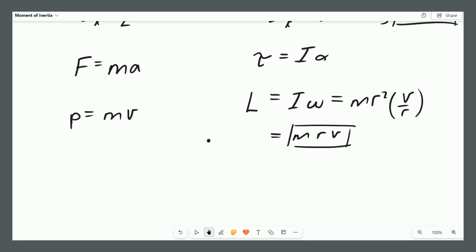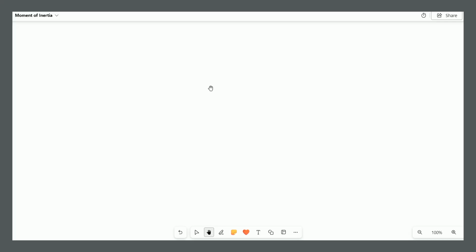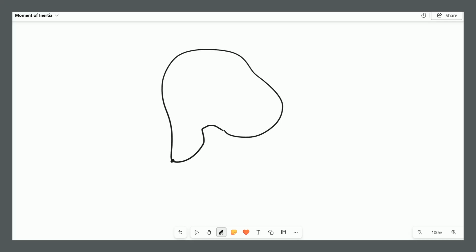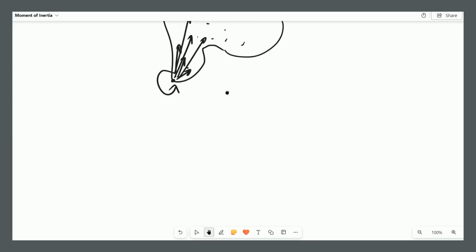Now, the question comes up: what if you don't have a point mass? What if you have some weird shape and it's rotating? Then how do you get the moment of inertia for that? Well, you just have to add up the moment of inertia for every single point on this mass. You're going to have to take the mass of every point and the radius of every one of those points and add up the moment of inertia for all of that. And what that turns into is an integral.